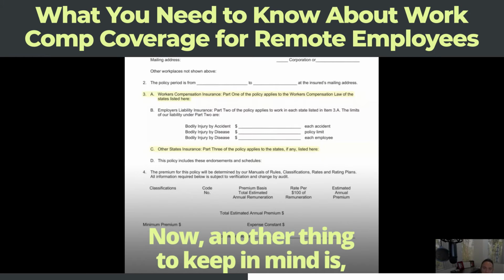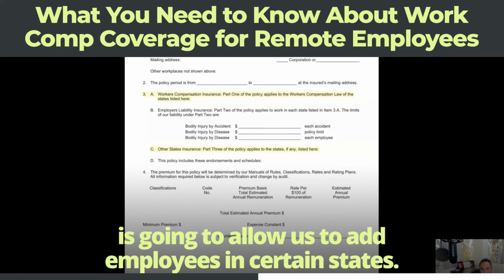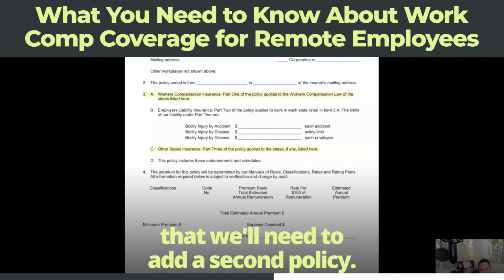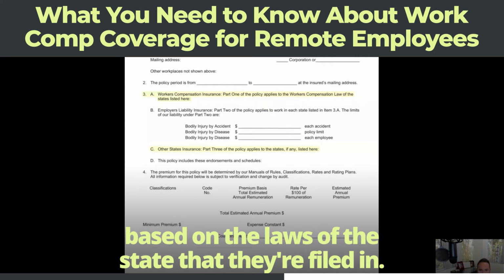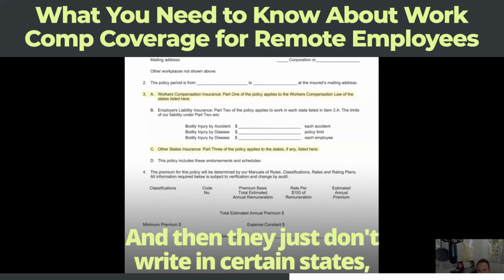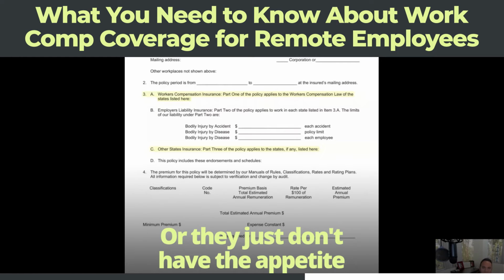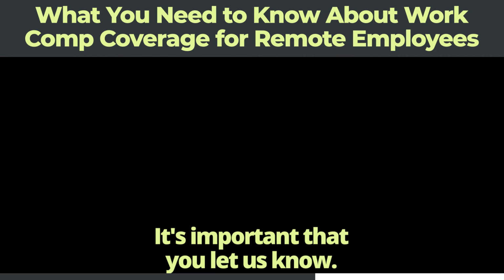Another thing to keep in mind is it's not guaranteed that your provider is going to allow us to add employees in certain states. So there could be the potential that we'll need to add a second policy. Many carriers are filed and write based on the laws of the state that they're filed in, and they just don't write in certain states. They're not filed to write in certain states, they're not licensed to write in certain states, or they just don't have the appetite to work in certain states. So it's important that you let us know.